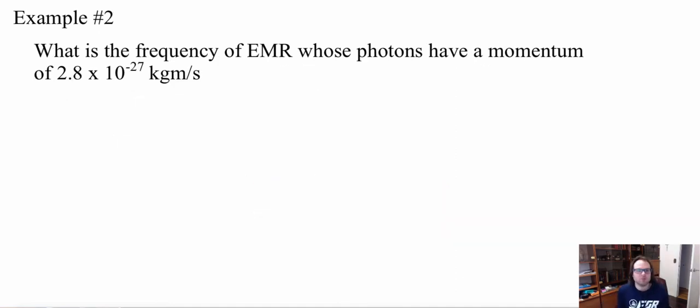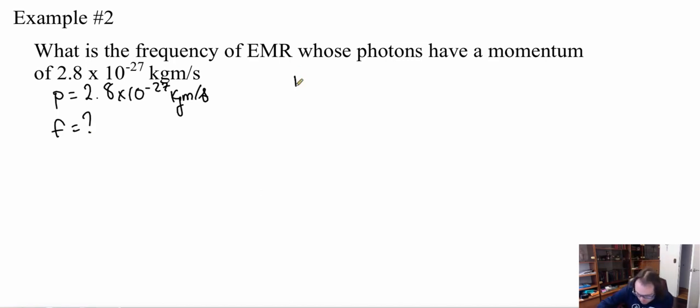In my second example, it asks what is the frequency of electromagnetic radiation whose photons have a momentum of 2.8 times 10 to the negative 27 kilogram meters per second. So we know my momentum here is equal to 2.8 times 10 to the negative 27 kilogram meters per second. What we are trying to find here is my frequency. Now that's where this one's a little bit complicated. We're going to have to do quite a bit of substitution.